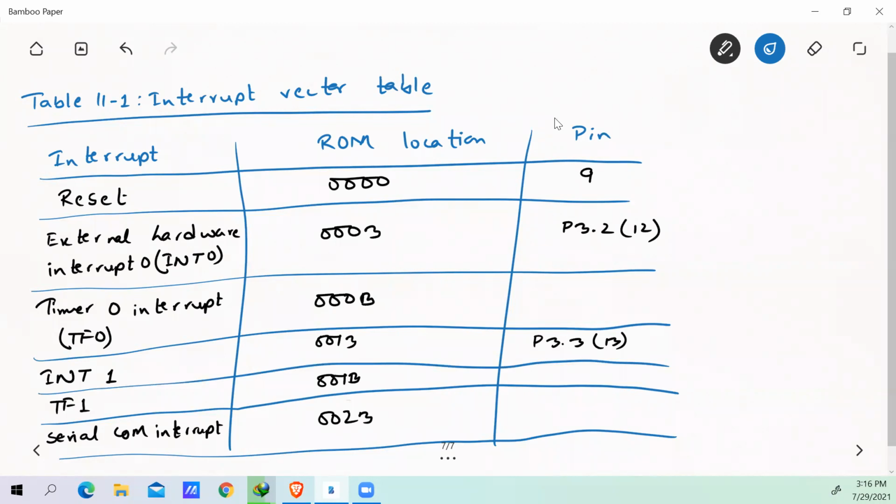So the first one is your reset interrupt, and you can see the address is 0000 and the pin number is 9. So what is the meaning of this? Can anyone explain to me? Let me help you. Whenever the reset interrupt is invoked with the help of pin number 9, what will your microcontroller do? Tell me. If the reset interrupt is invoked, what will happen?